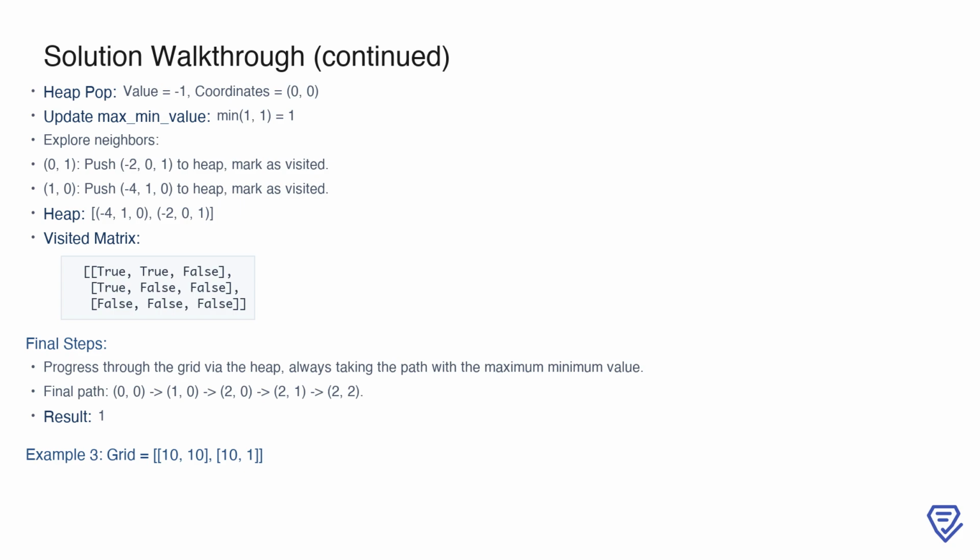Exploring the neighbors, we move to the right and push -2 from 0, 1 to the heap, marking it as visited. Moving downward, we push -4 from 1, 0 to the heap, marking it as visited as well. The heap now contains -4 and -2, and the visited matrix shows these cells as visited. Progressing through the grid, we continue to pop cells from the heap, updating the max_min_value and adding valid neighbors to the heap. The final path taken is 0, 0, 1, 0, 2, 0, 2, 1, 2, 2. The smallest value along this path is 1, so the result for this grid is 1.